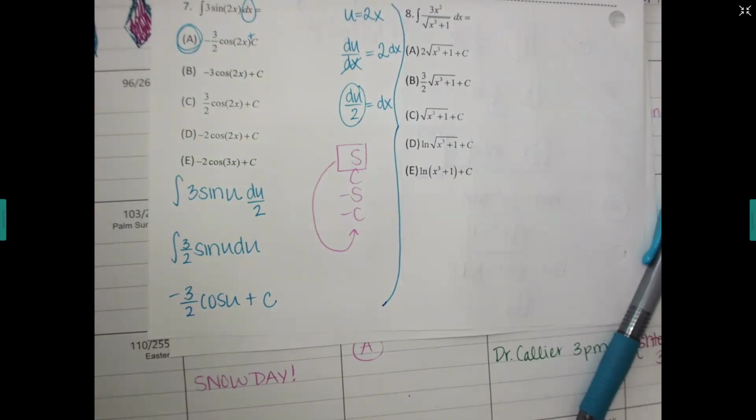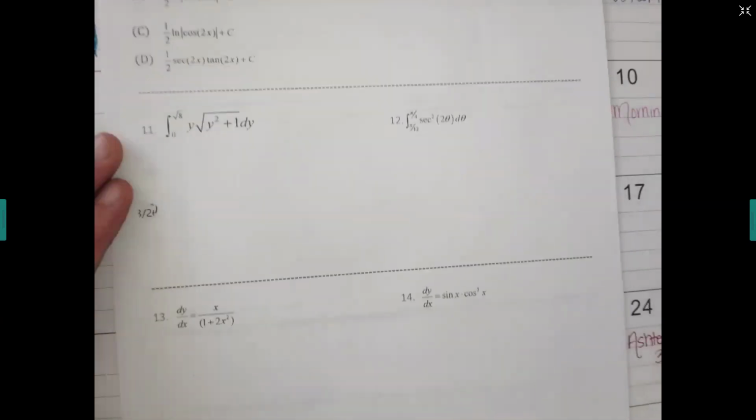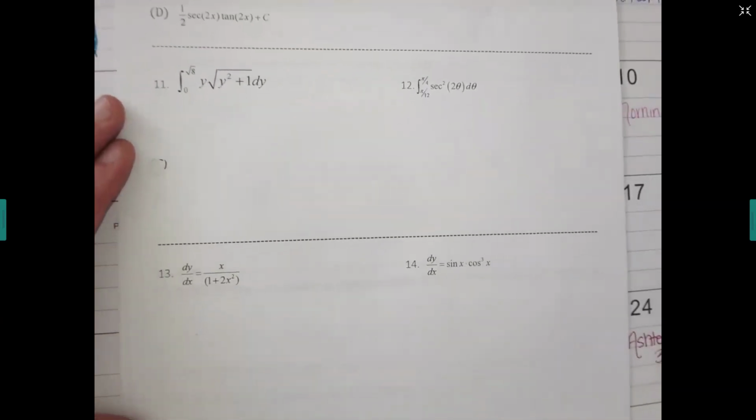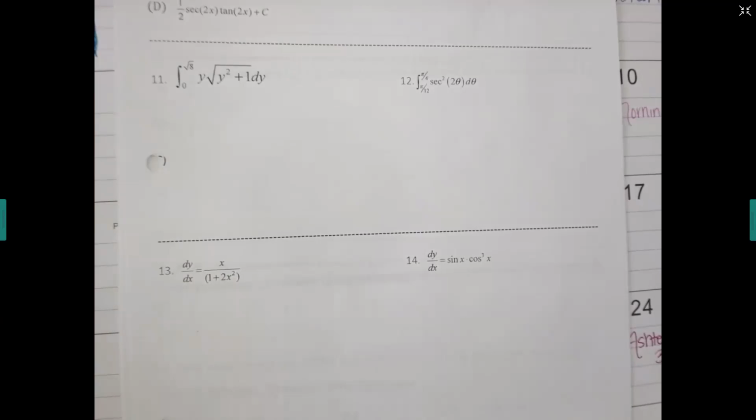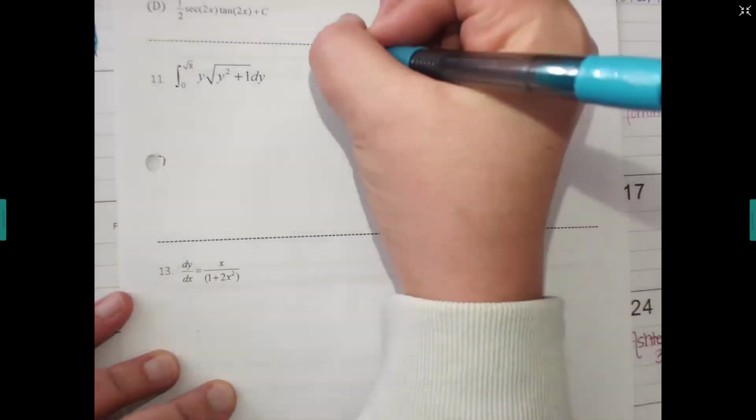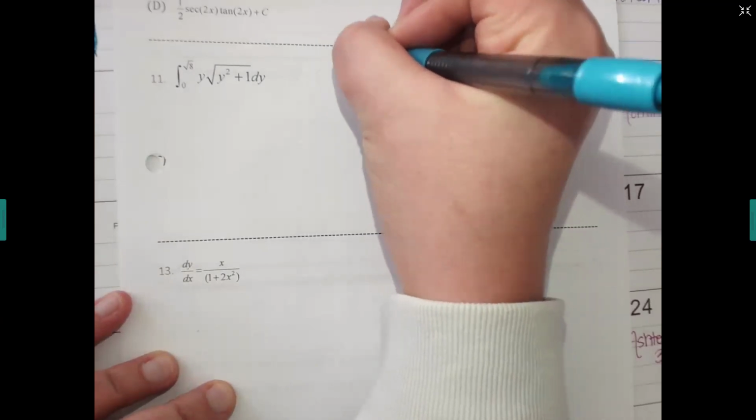Okay, we are going to do maybe 2 more. Take a look for me, please, at number 11 on the next page. Okay, what do you think you should pick as your U on number 11? Very good. Remember, it's got to be inside stuff, so I'm going to pick y squared plus 1.